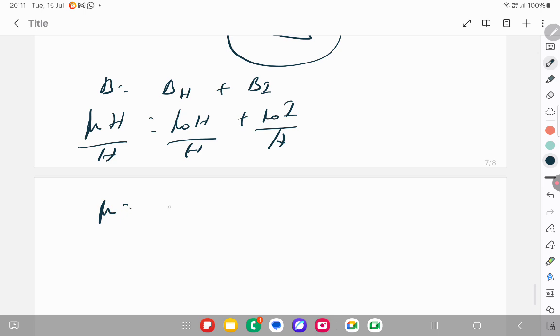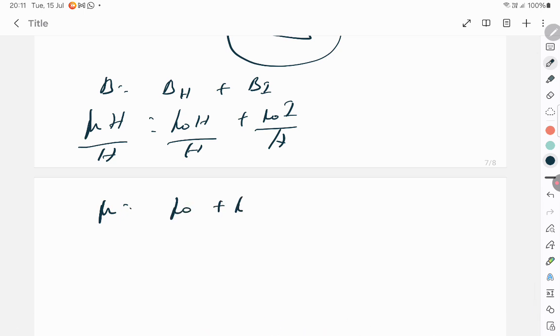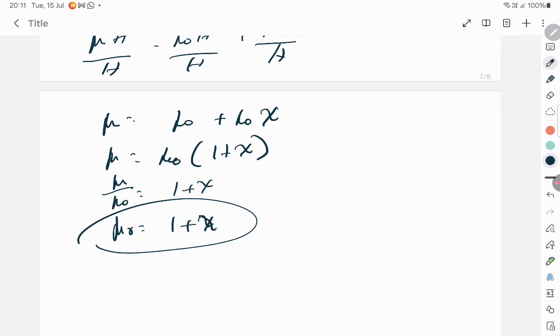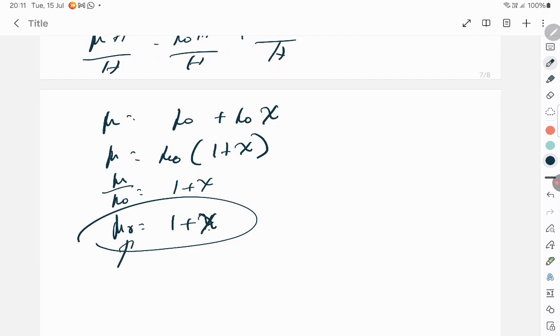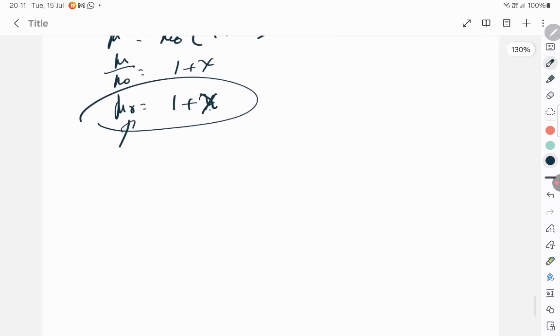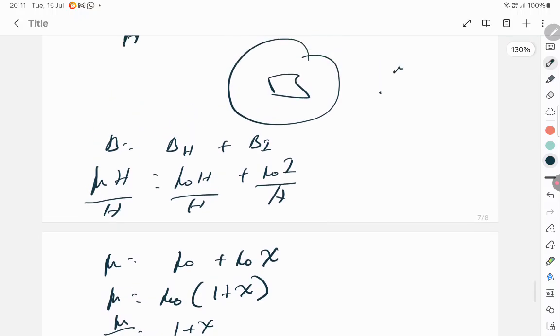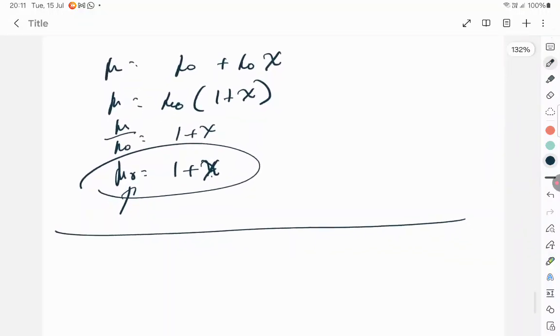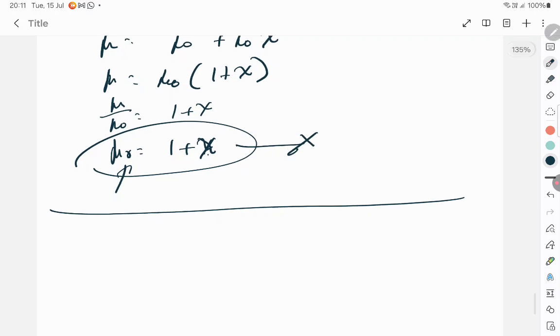So you get mu is equal to mu naught plus mu naught into I by H, where I by H is susceptibility. Mu naught can be taken out and you can write 1 plus susceptibility. Mu by mu naught itself is mu r, which is 1 plus susceptibility. Mu r is equal to 1 plus susceptibility. Very, very important. If you know the susceptibility, you can find the relative permeability. So these are the formulas and things that you have to memorize. There's no way that you can understand it; it's all definitions only. So this relationship is very, very important.